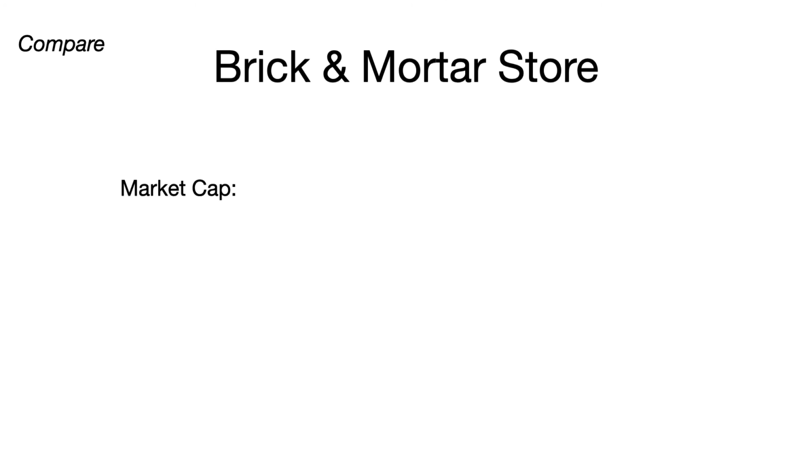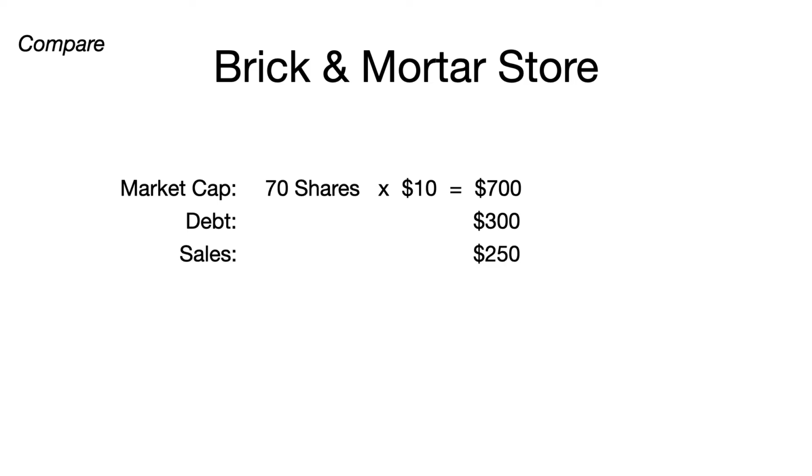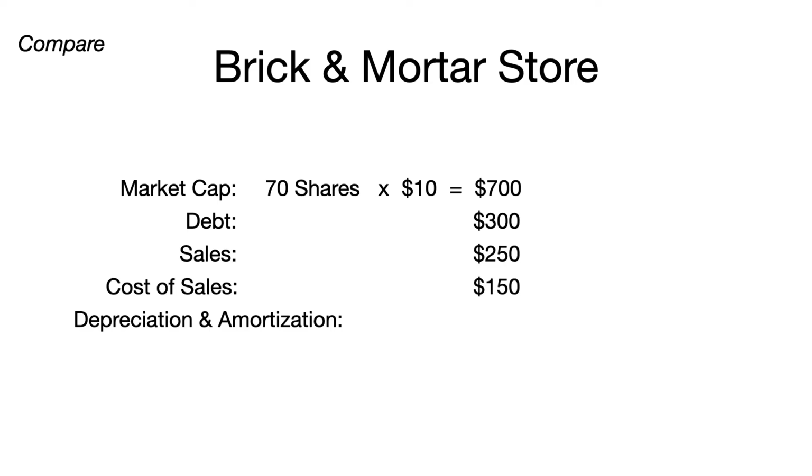Well, let's compare that now to a brick and mortar store. Once again, simple market cap. This time it's 70 shares, but they're each still $10. Great, $700 to buy this brick and mortar store. Except this one has debt of $300. Sales are the same. Cost of sales the same. Depreciation and amortization the same. Those three numbers are going to be the same. So we can kind of keep things comparable and make it a little bit easier for us.